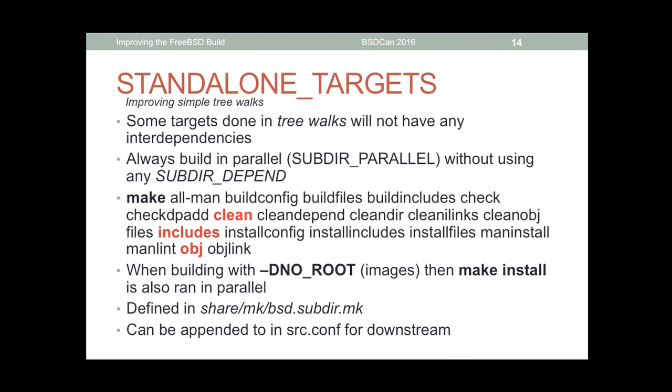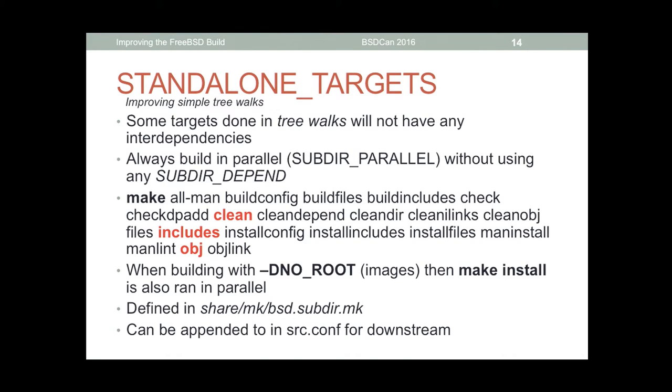But for standalone targets, all of these targets here, including clean and including object, are now always subdir parallel. So even if lib makefile wasn't parallel safe, if you're running object on it, it would run object across all the directories at once, or in parallel. That helps a lot with the tree walks in build world. And then if you're using dino root, which is used for building an mtree file for images and building as non-root, then make install is also parallel without any consideration for dependencies. So everything just runs without dependency ordering. That's safe for non-root because you know you're not running any of the binaries you're installing as non-root.